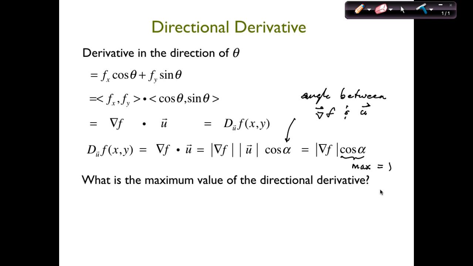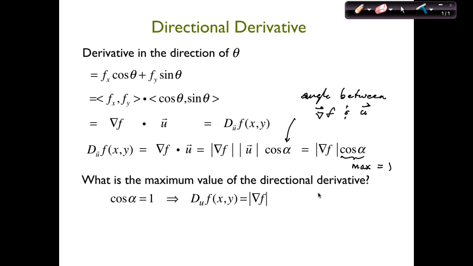Therefore, what's the maximum value of the directional derivative? Magnitude of the gradient is the biggest rate of change that you can have. So when cosine alpha equals 1, that gives you the biggest value of all those rates of change that we could have in all directions. The biggest one you get is the magnitude of the gradient. Okay, now what direction should we go to get that?